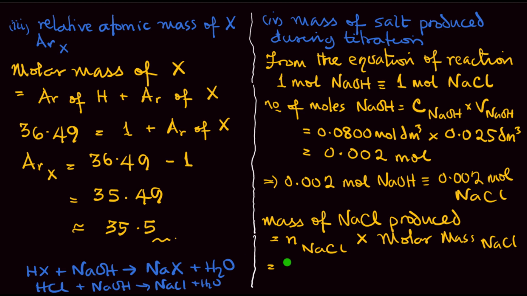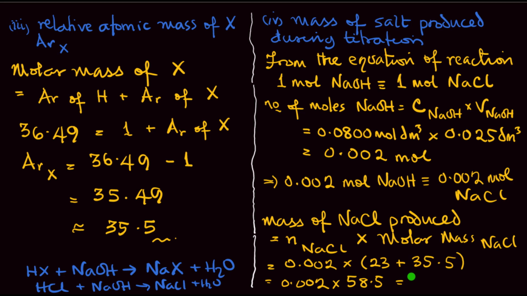So that will give us 0.002 times the molar mass of NaCl, that's 23 plus 35.5, that's 58.5. That's 0.002 times 58.5, which gives us 0.117 grams of NaCl. Which means that 0.117 grams of NaCl was produced during the titration. So that is that on question 1. So we move to question 2.